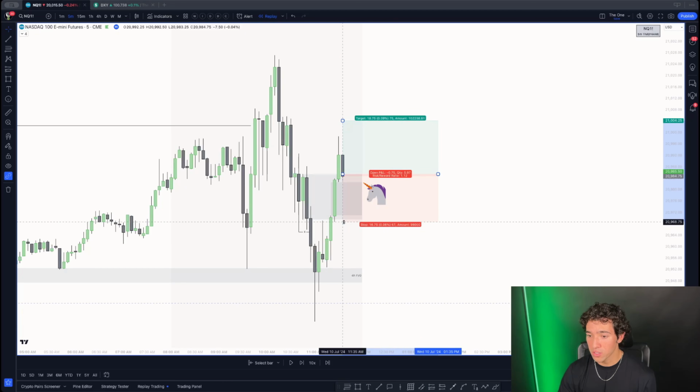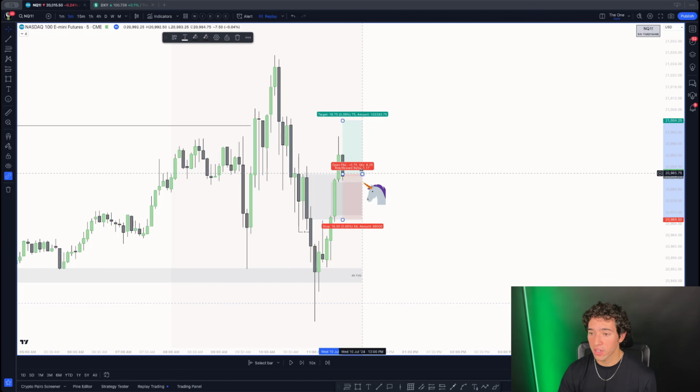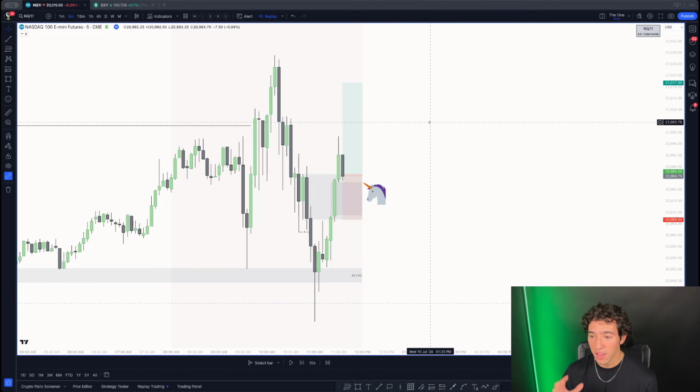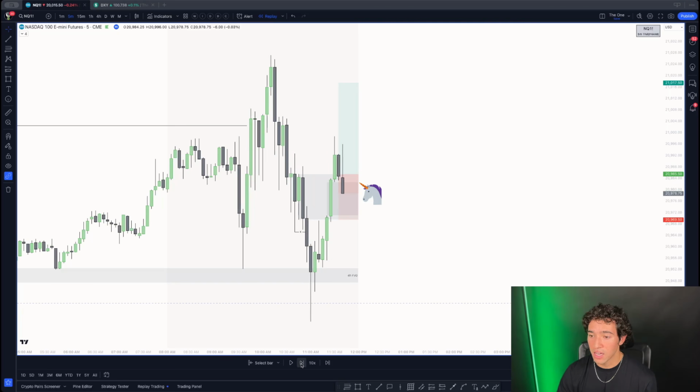Stop loss will always go at the low of the breaker, and we will simply target to our right off of that. No thinking is really required here. Very mechanical. So now that we're in, let's see how this played out.